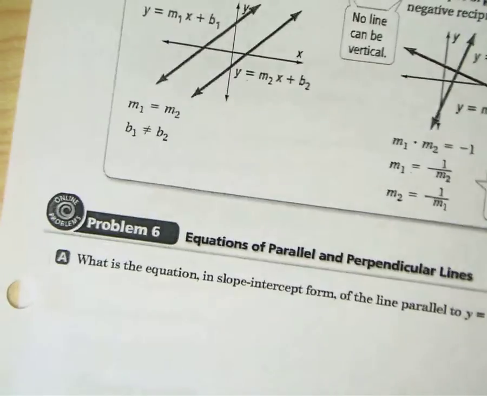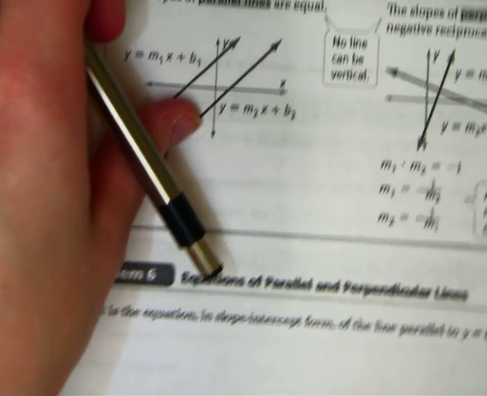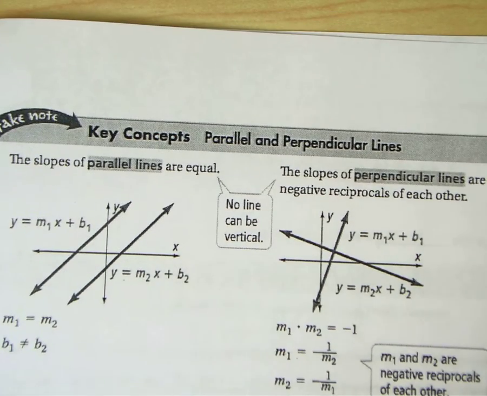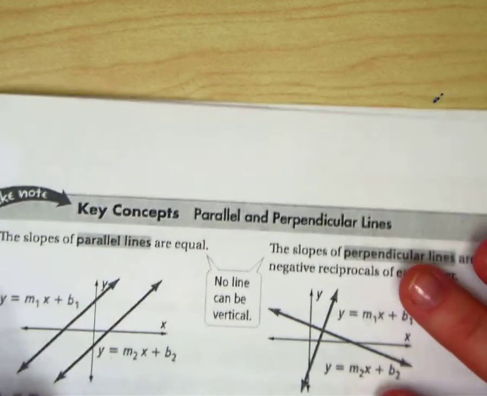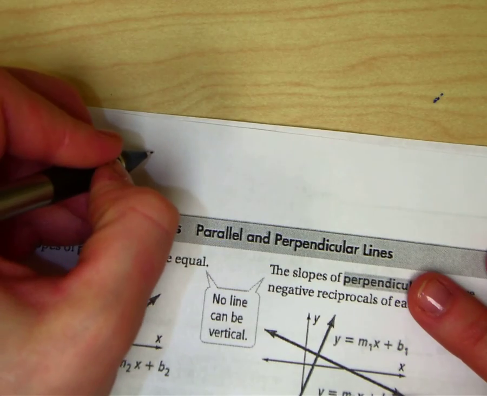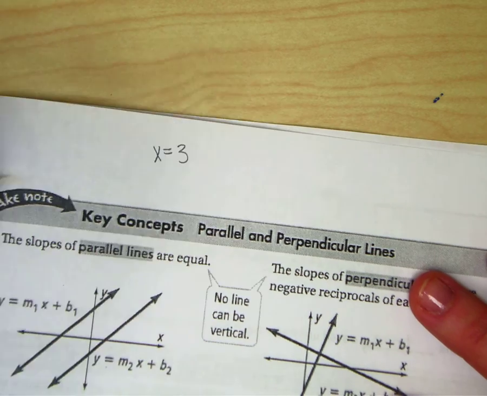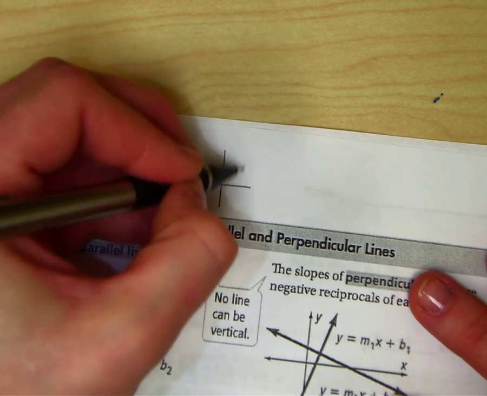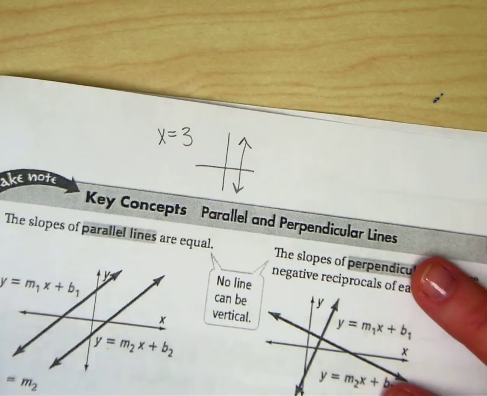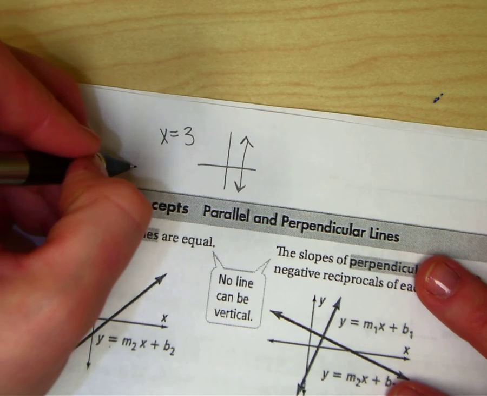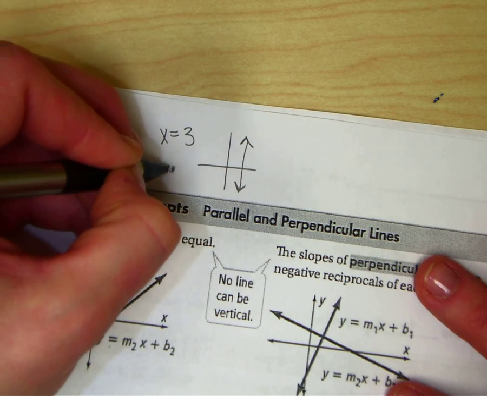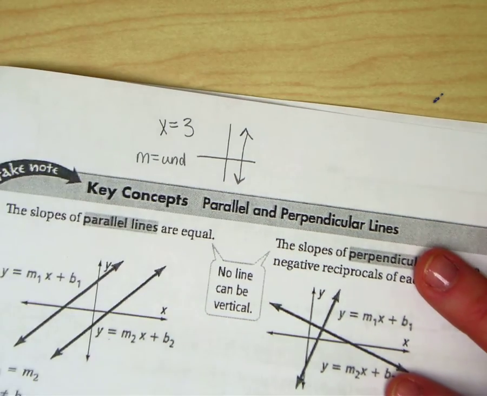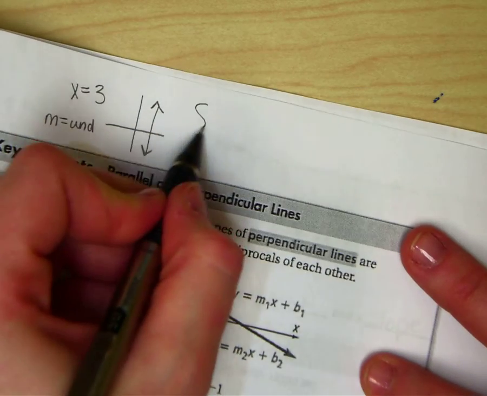The last part that we're going to deal with is parallel and perpendicular lines. Before I go on, I made a note to myself that you should remember when you have x equals a number, like x equals 3, the graph of that is a vertical line. And you should remember that the slope is undefined. I don't want to take that for granted, so make sure you remember it.